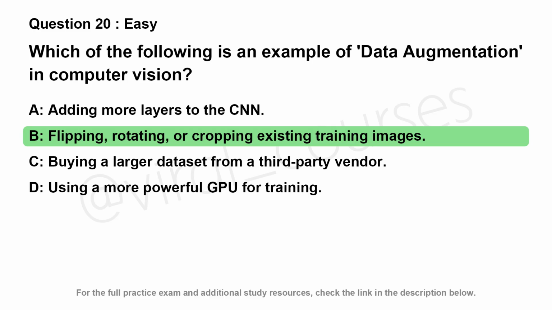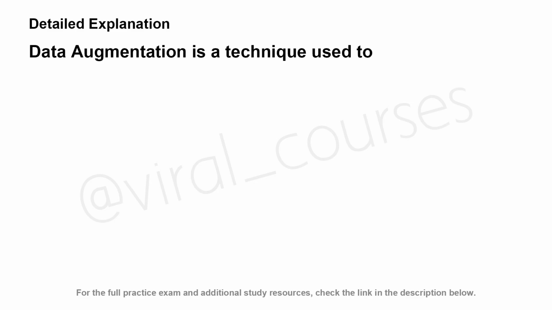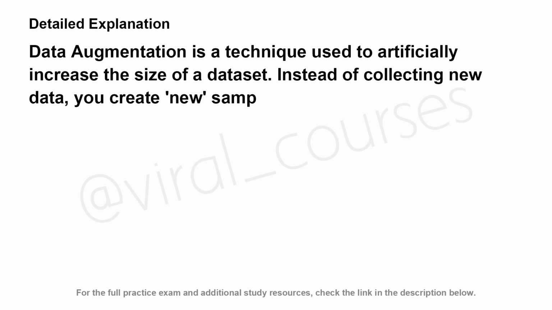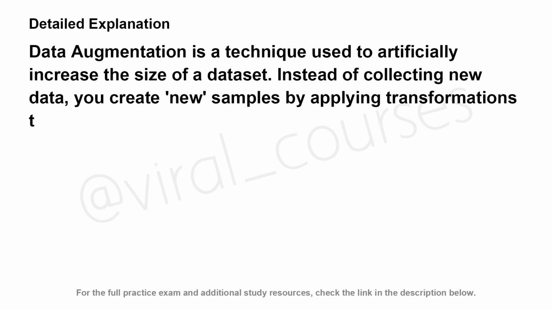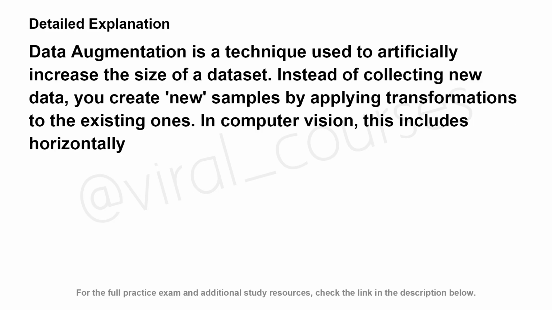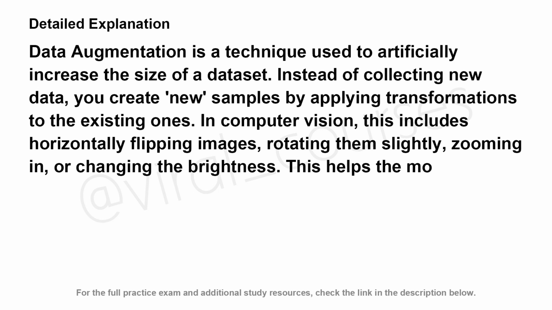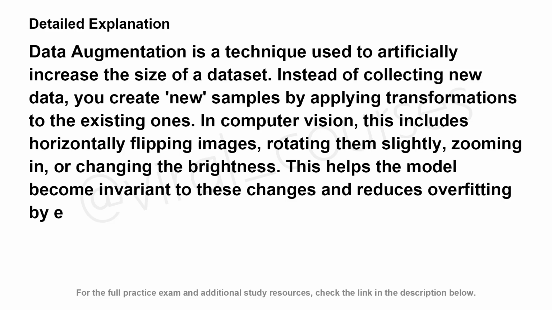The correct answer is B. Data augmentation is a technique used to artificially increase the size of a dataset. Instead of collecting new data, you create new samples by applying transformations to the existing ones. In computer vision, this includes horizontally flipping images, rotating them slightly, zooming in, or changing the brightness. This helps the model become invariant to these changes and reduces overfitting by exposing it to more variety.